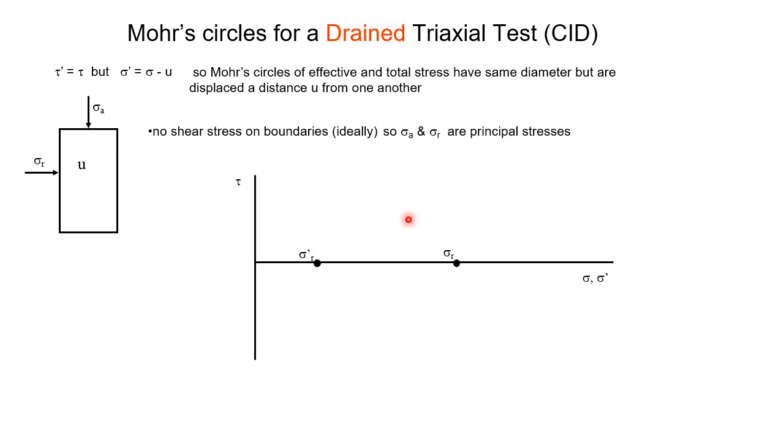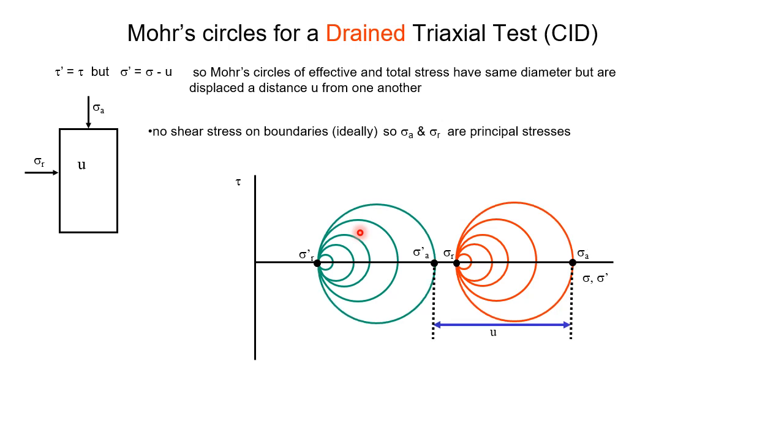So total stresses without the dash, effective stresses with the dash. So the total stresses and effective stresses, the Mohr circles open out like that as the test proceeds. And remember, it's the effective stress Mohr circles that hit the failure envelope.